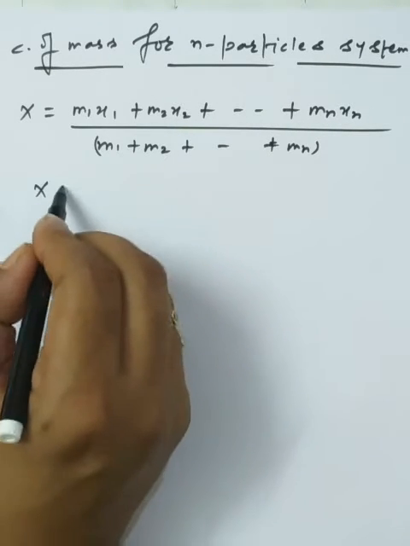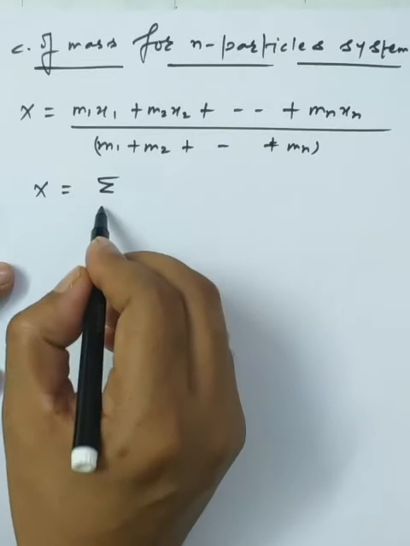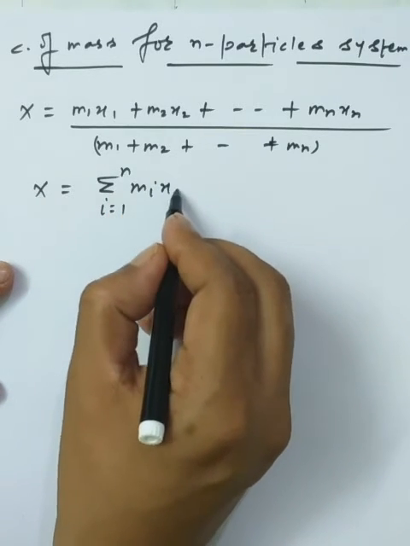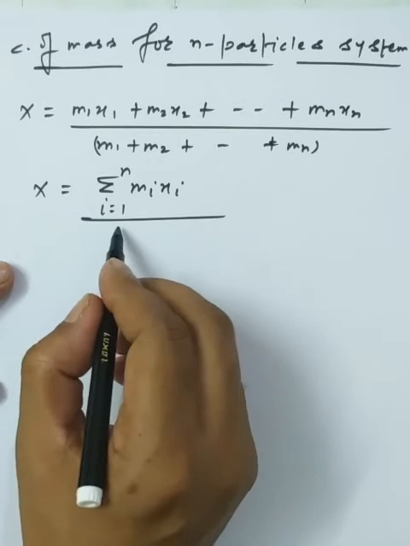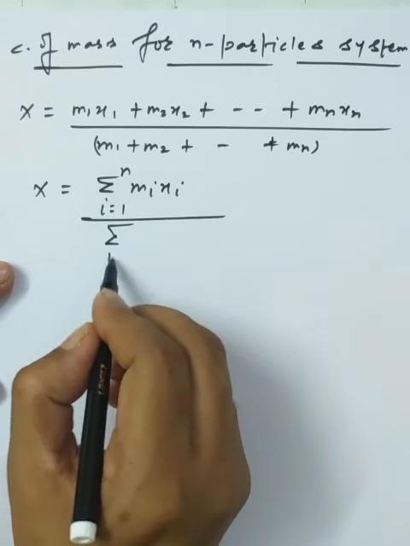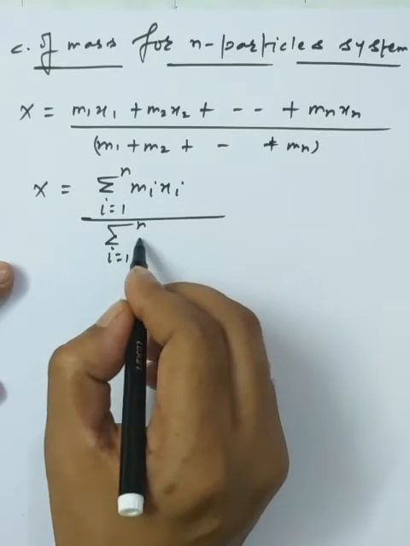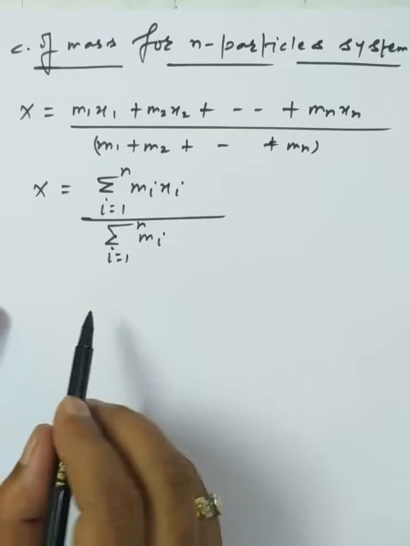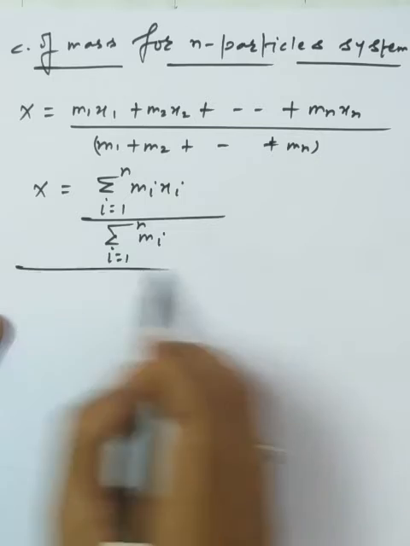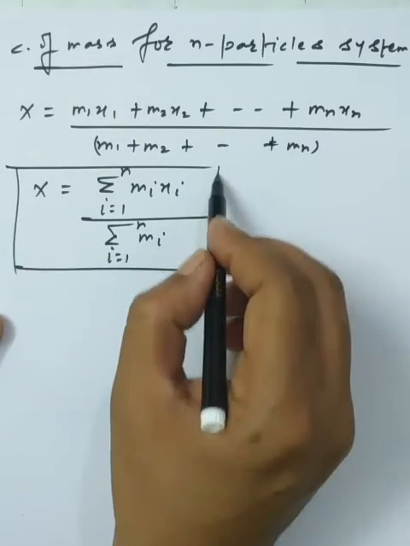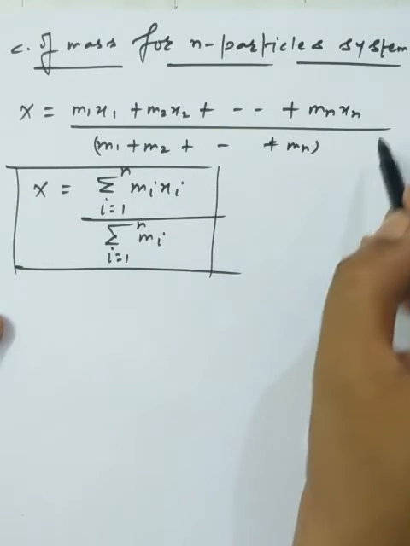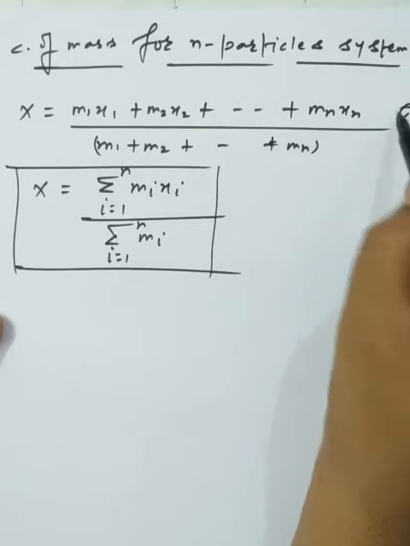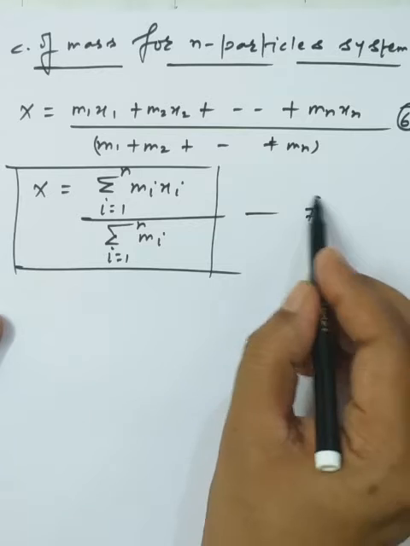So easily I can write that summation i = 1 to n of mi xi is to be divided by summation i = 1 to n of mi. So this is the general formula of the position coordinate of the system of n particles. Okay, so this is the general equation, equation number 6.